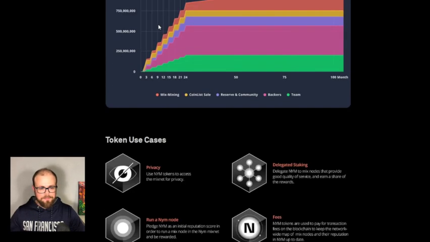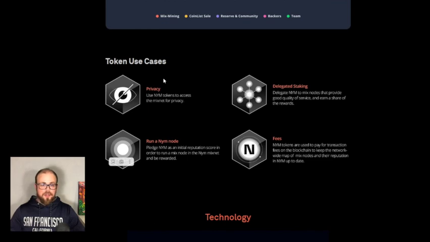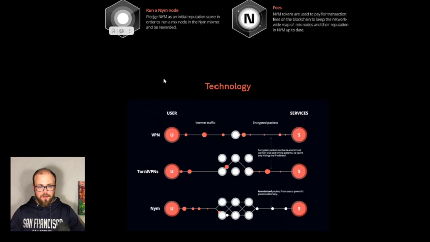Quite big. Yeah. Token use case. Speaking about token use case, it's privacy, delegate staking, run a NIM node, and fees. So use NIM tokens to access the mixnet for privacy. Speaking about delegating, delegate NIM to mix nodes that provide good quality of service and earn a share of the rewards. Fees in NIM token are used to pay for transactions.